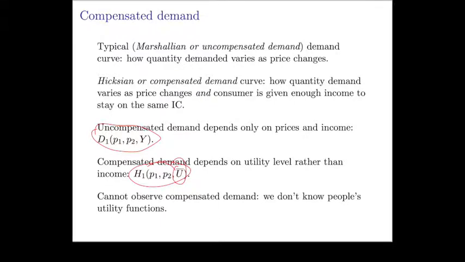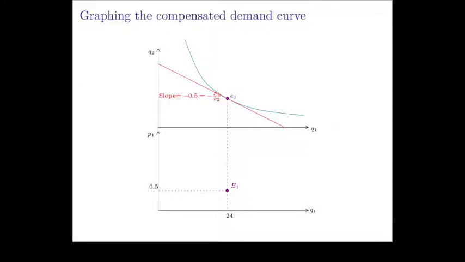So how would we graph this compensated demand? We've seen how to graph the uncompensated demand, so let's see how you would go about graphing the compensated demand. Let's start with the example we've seen before, where the price of good 1 is a half, and that's our starting point. So we've got this budget line, and the slope is the price of good 2 we fixed at 1, and the price of good 1 we start at a half. So the budget line is going to have a slope of minus a half. It's minus P1 over P2.